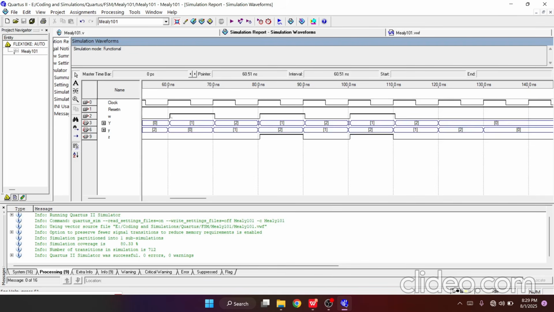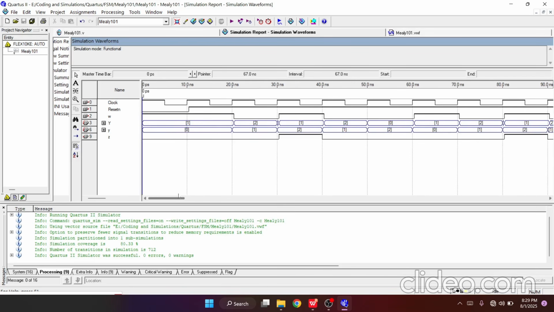For this signal as well, 1 0 1, and when this one is showing at the same time instant, Z is also becoming high. Also for this 1 0 1 for overlapping detection, this is also getting high. So the output is showing correctly.